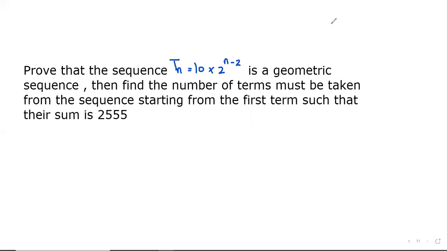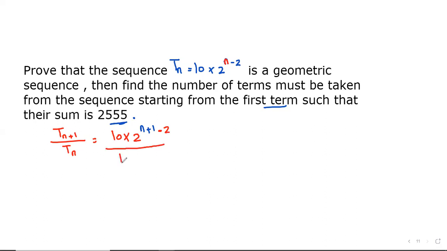Prove that the sequence Tn equals 10 multiplied by 2 to the power of n minus 2 is a geometric sequence. Then find the number of terms that must be taken from the sequence starting from the first term, such that their sum is 2,555. How can we prove that the sequence is a geometric sequence? Divide Tn plus 1 divided by Tn. So Tn plus 1, it's 10 multiplied by 2 to the power of, instead of n here, write n plus 1. So pay attention, it's n plus 1, and here we have minus 2.